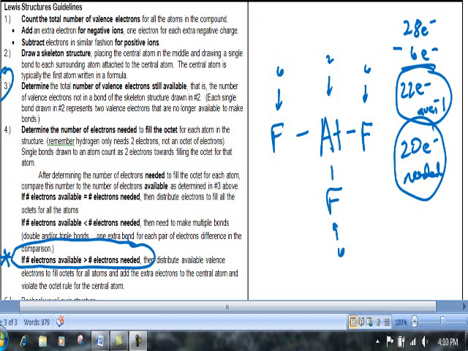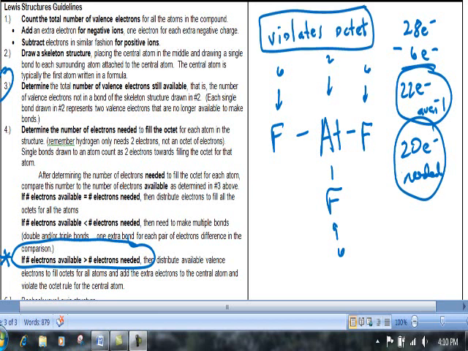In this structure, the number of electrons available is greater than the number needed. In that circumstance, the guidelines indicate we're going to have a structure that violates the octet. When we have more electrons available than are needed to complete the octet for each atom, any excess pairs of electrons are placed on the central atom in the structure.